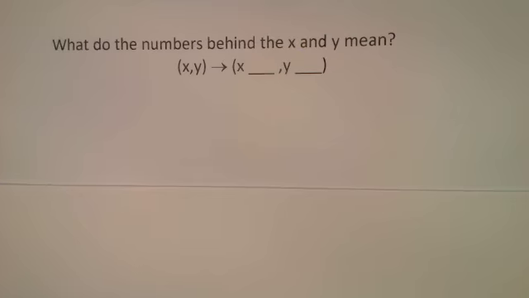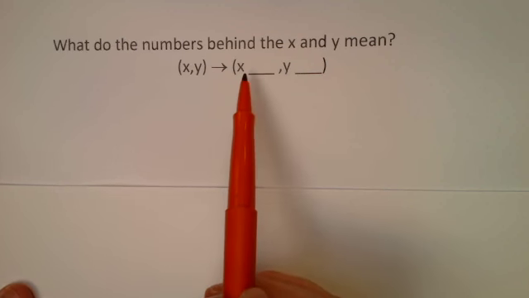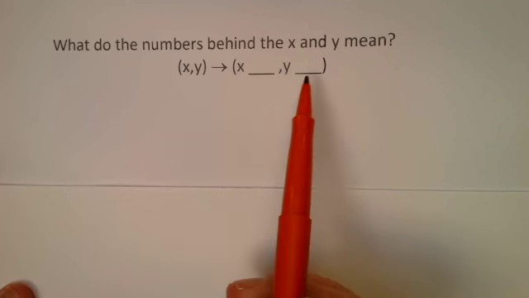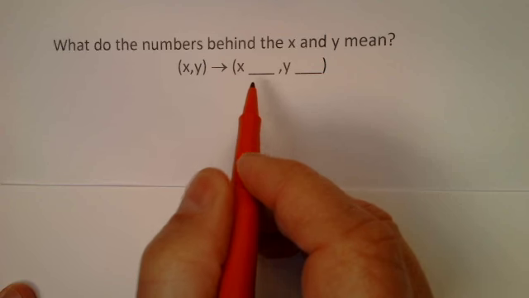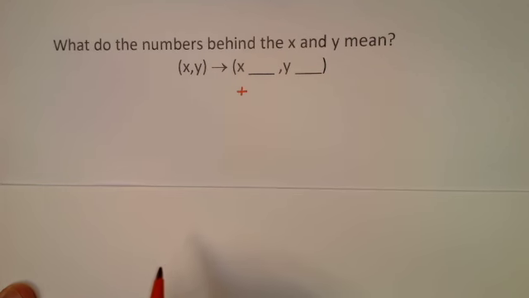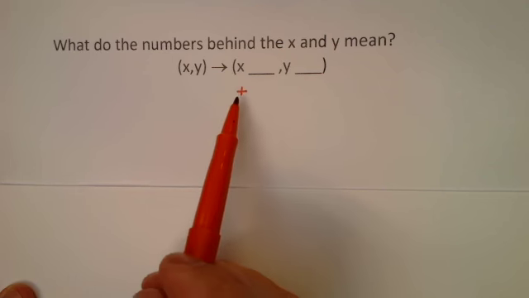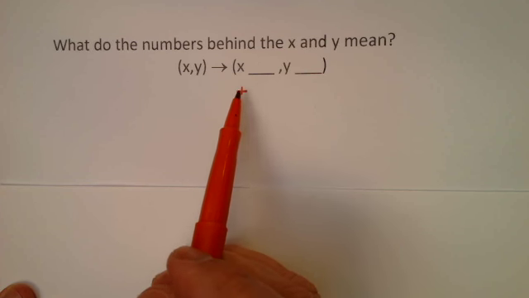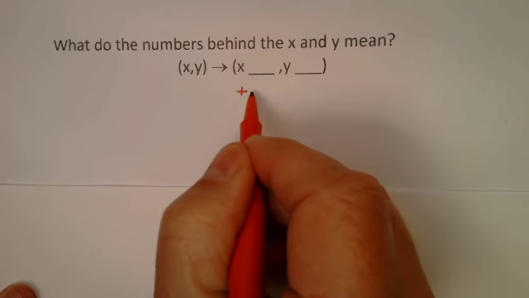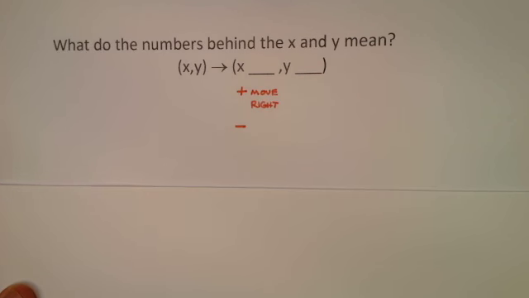So what do these numbers behind the x and y actually mean? They're going to ask you more in-depth questions and test your understanding of what the x and the y here mean. For example, since we're dealing with the x, it moves left or right. If the number behind the x is positive, it's going to move to the right. If the number's negative, will the point move to the left or the right? It's going to move left.